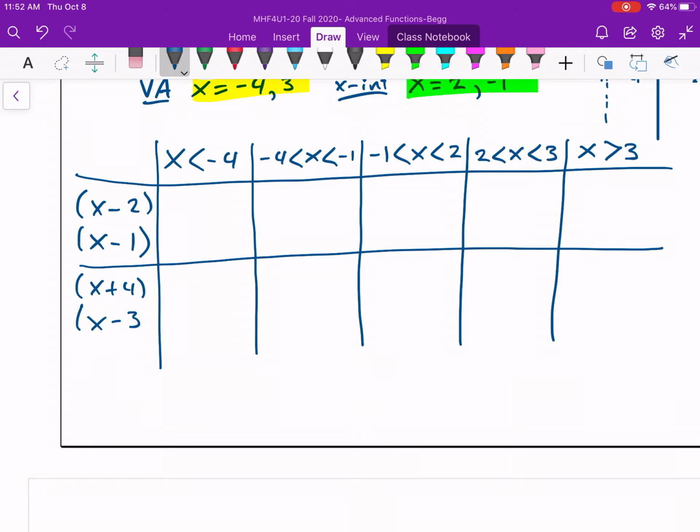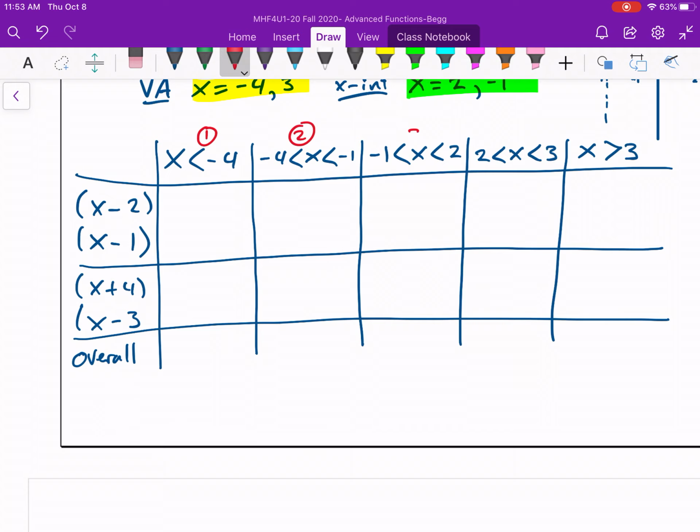And then what I wanted to know, overall, for each of these 5 sections of the graph, again, 1, 2, 3, 4, 5, is are we above the x-axis or are we below the x-axis? So remember, all we did was we picked a point, and then we found whether our value was positive or negative for the point. So all we had to record was the plus or minus sign. So for x less than -4, we just pick some number less than -4.